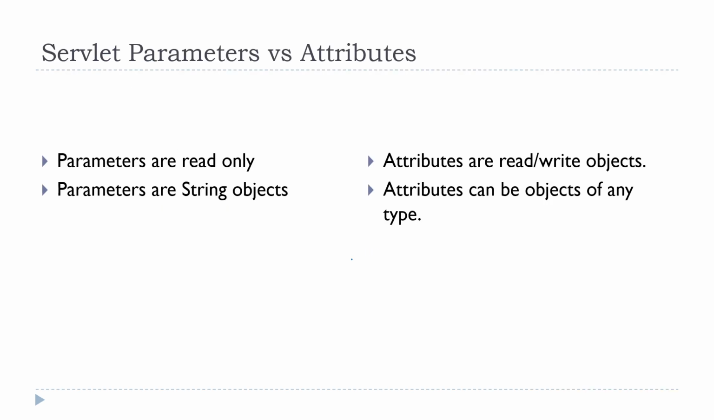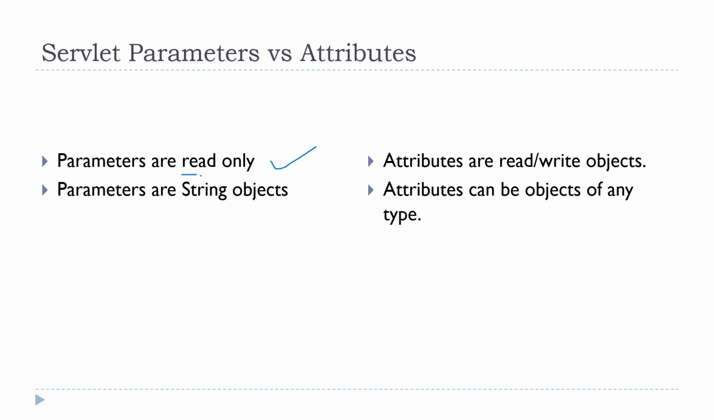Now what is the basic difference between parameters and attributes? Parameters are read only. As we have seen, we cannot modify the value of those parameters programmatically; we will have to configure it in the web.xml. And we cannot modify the request parameters either, because they are wrapped in the request and they reach the servlet from the client.